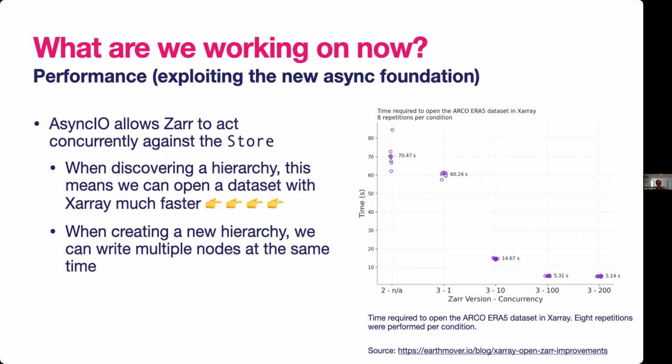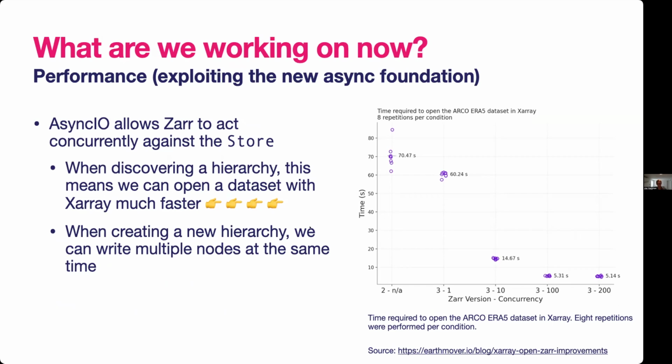You're basically using concurrency, and you see that opening the ARCO ERA5 dataset once took 70 seconds in Zarr Python 2, and can now be done in 5 seconds or so with sufficient concurrency.